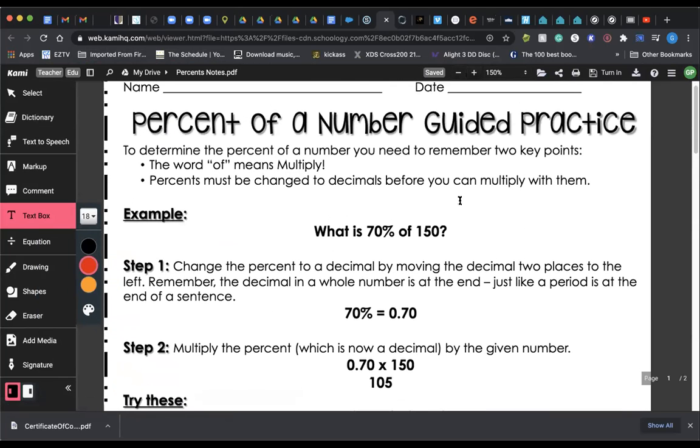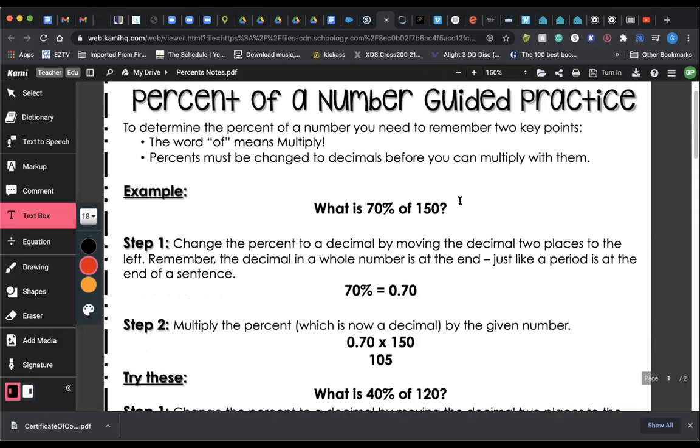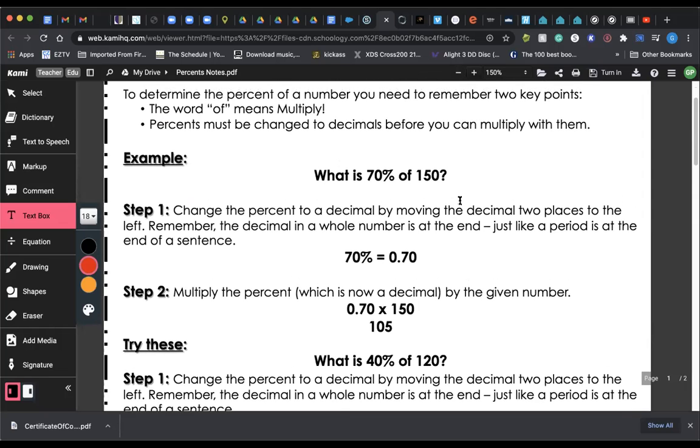This first page is just a straight up reminder of how to work with percents. Again, I turn my percent into a decimal first, and then I use my decimal in my calculation. So if I want to find 70% of 150, I turn my 70% into 0.7 or 0.70. I then multiply that by 150, and I'm going to get my answer, which is 105.